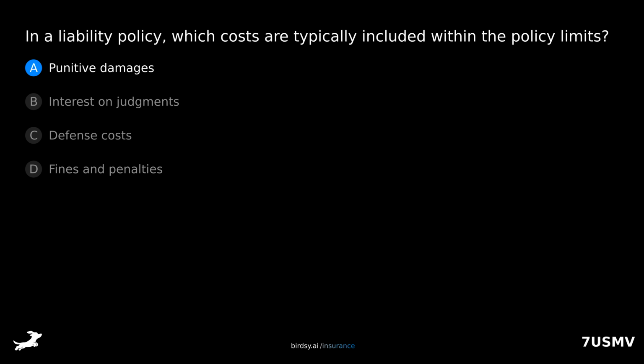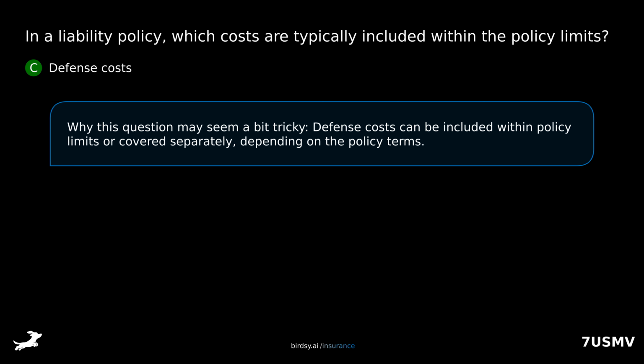Is it A, punitive damages? B, interest on judgments? C, defense costs? Or D, fines and penalties? The answer is C, defense costs. Why this question may seem a bit tricky: defense costs can be included within policy limits or covered separately, depending on the policy terms.